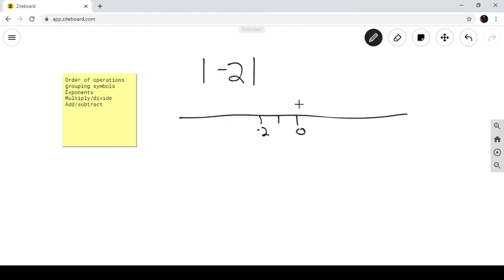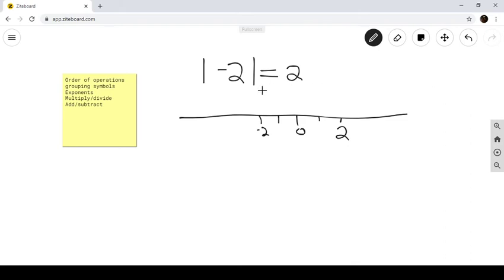So 1, 2 steps away from 0. Positive 2 is also 2 steps from 0. So negative 2, positive 2, it doesn't matter which one we're talking about. They're both the same distance away from 0. And so what absolute value is asking us is, all right, treat this as the distance from 0, not the actual positive or negative number. So we would say that the absolute value, or the distance that this is from 0, is just 2. Because it is 2 steps from 0.